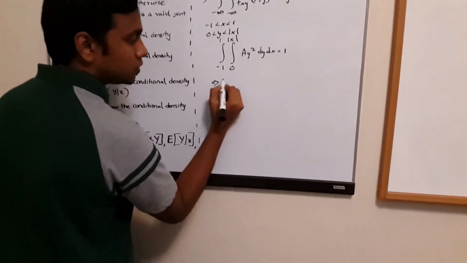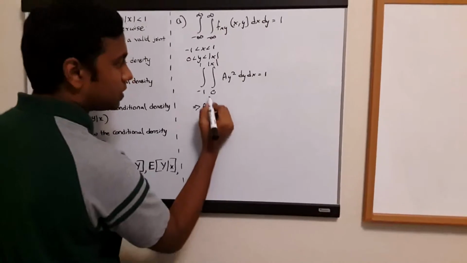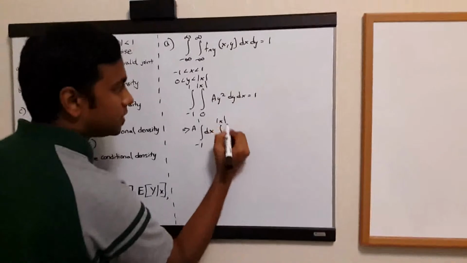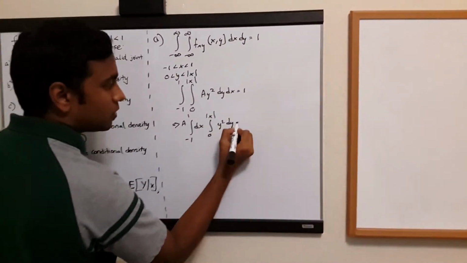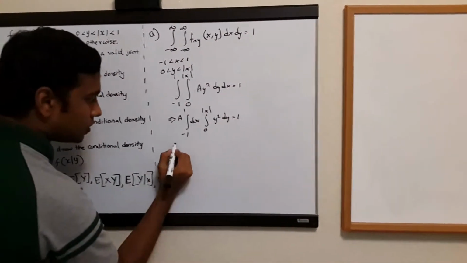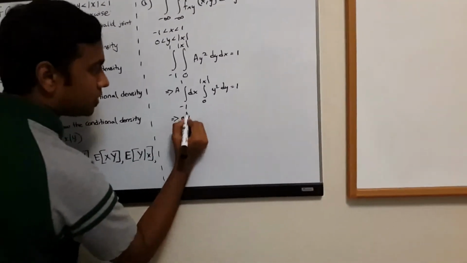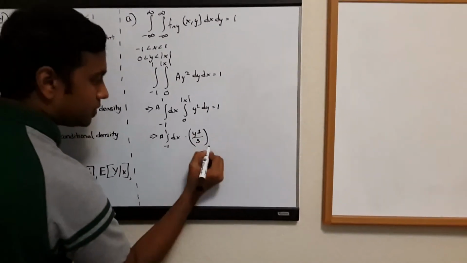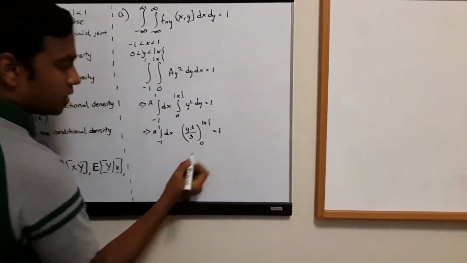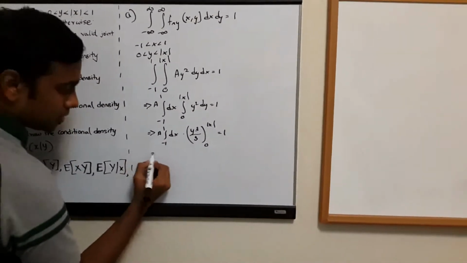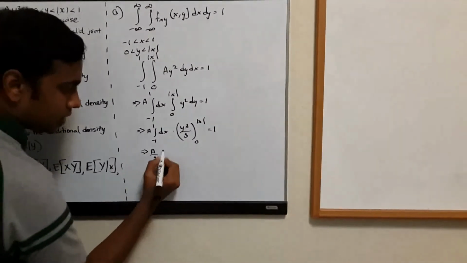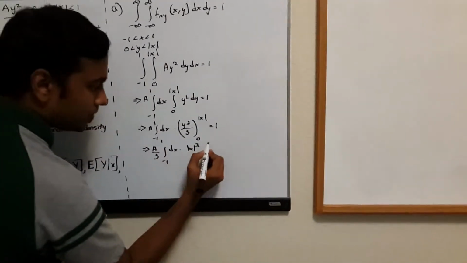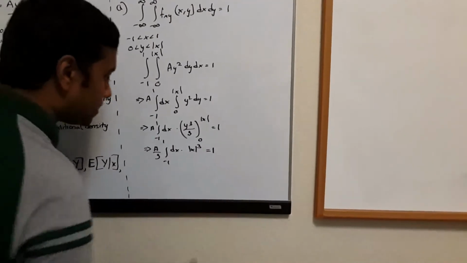Now we can take a outside: integral from minus 1 to 1 dx into integral from 0 to mod x y squared dy equals 1. So a times integral from minus 1 to 1 dx into y cube by 3, from 0 to mod x, equals 1. So we can take this 3 outside, so it becomes a by 3 integral from minus 1 to 1 dx of mod x the whole cube equals 1.